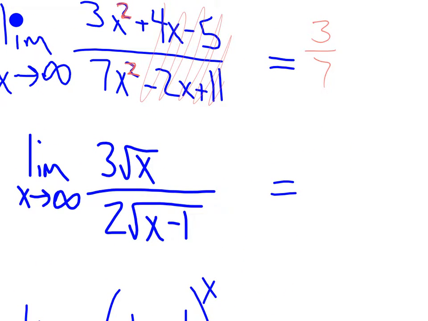Here's a fun one. What's the degree on the top? A half. And the degree on the bottom is a half as well. So it's 3 over 2. Again, we can ignore that minus 1 because when our numbers get huge, a minus 1 means nothing. But the degrees here are both a half, so I can just look at the ratio of the coefficients again.